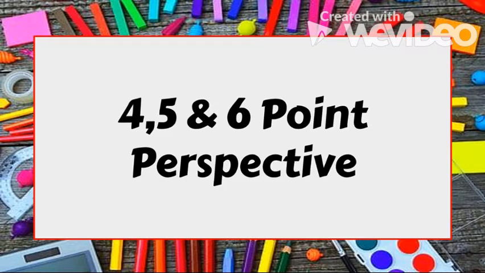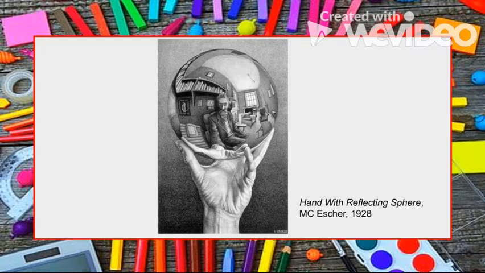Yep, those exist too. Check them out, they're really cool. M.C. Escher is a well-known artist who experimented with these techniques. This is 4-point perspective, also known as the fisheye view.